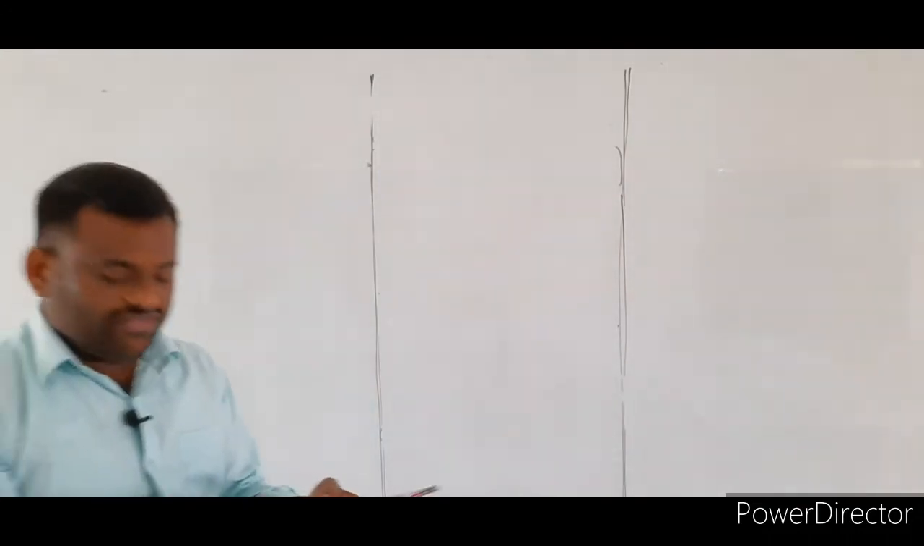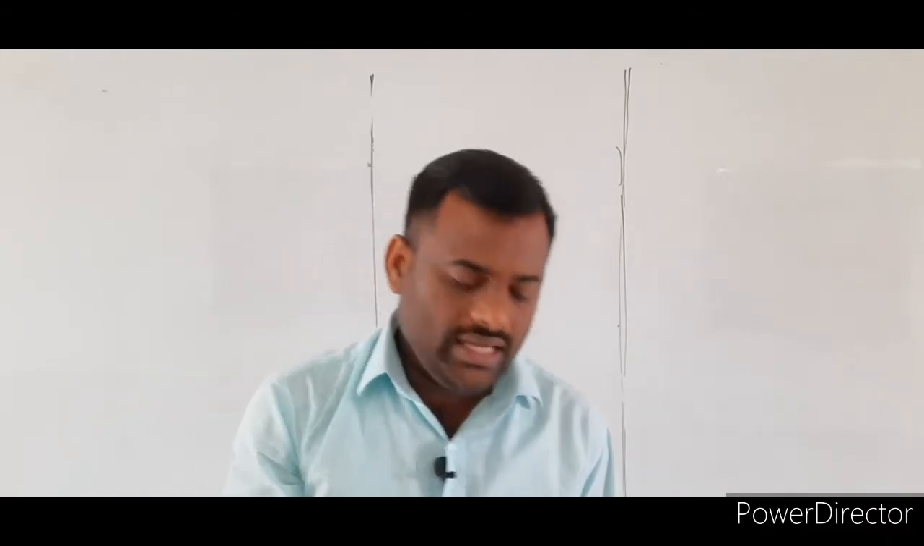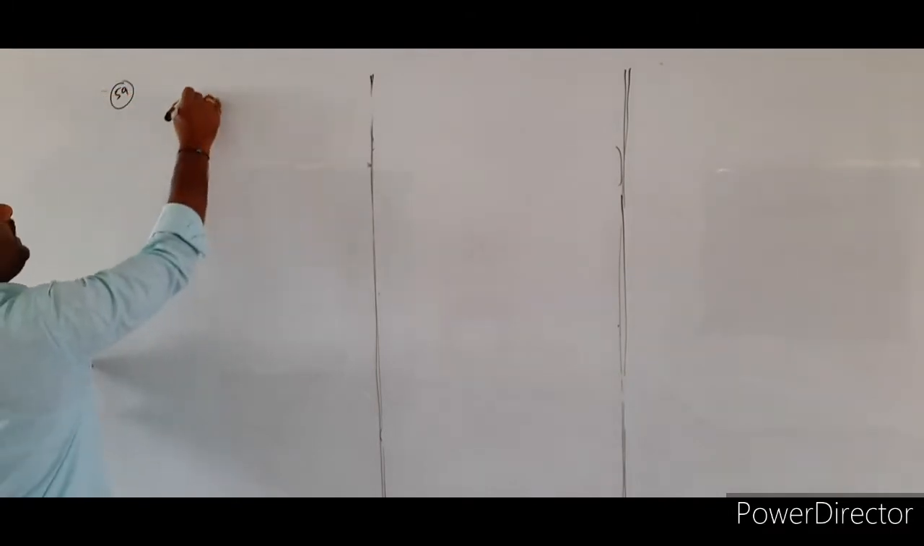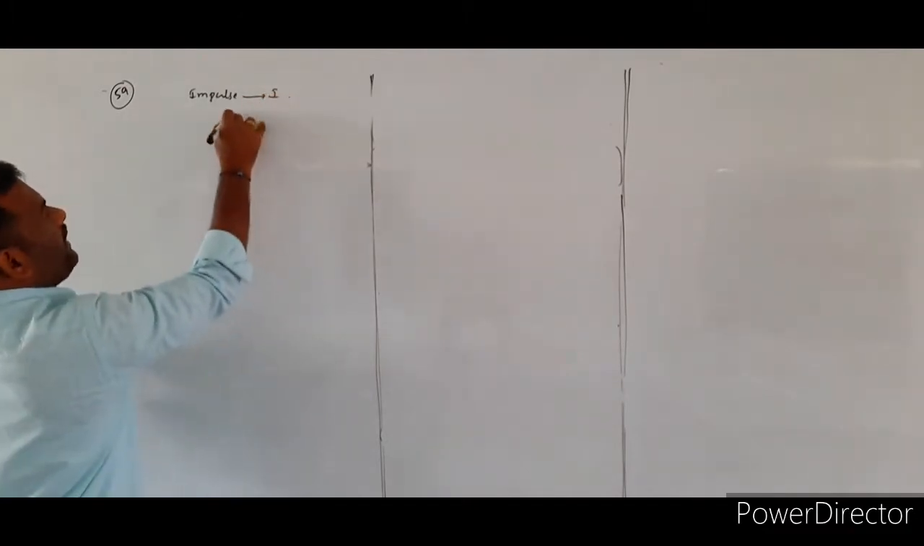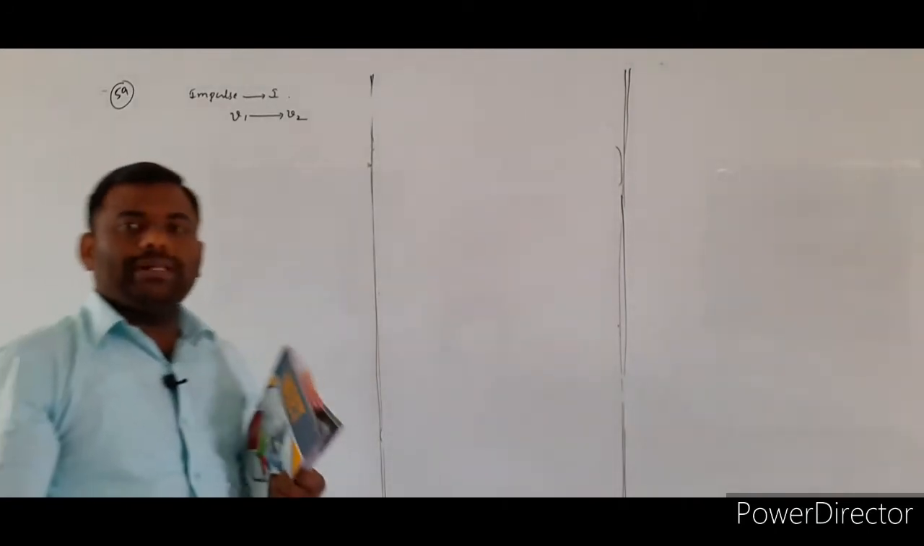Next, numerical number 59. An impulse I is given to a body and it changes its velocity from v1 to v2. So we supplied some impulse to the given body, and as a result its velocity changes from v1 to v2. The increase in the kinetic energy of the body will be given by, so here in numerical number 59, when we supply the impulse I to the body, its velocity changes from v1 to v2.